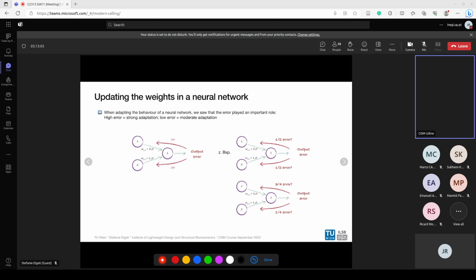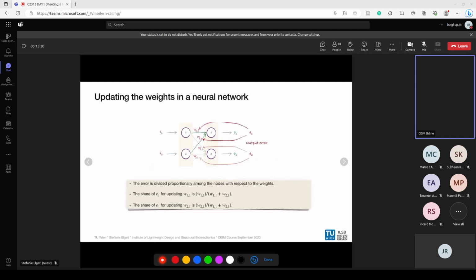In fact, it makes sense to really adjust according to the weights. So here we have a weight of 3, here we have a weight of 1 currently. So here we would give 1/4 of the error, and here we would give 3/4 of the error in order to get information on how to adjust this weight. As I said, the error is divided proportionally among the nodes with respect to the weights. So the share of error 1 for updating W11 is this ratio: W11 divided by W11 plus W21.